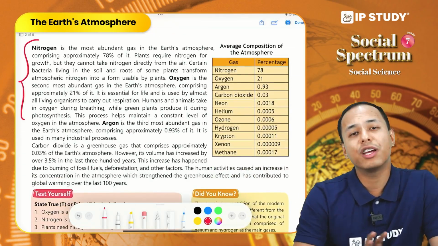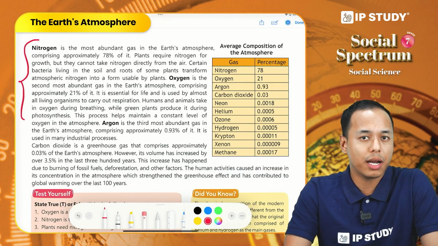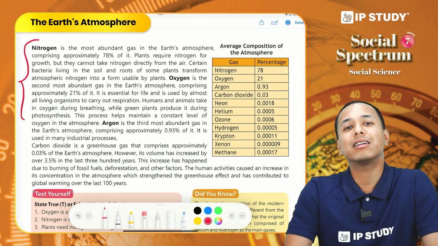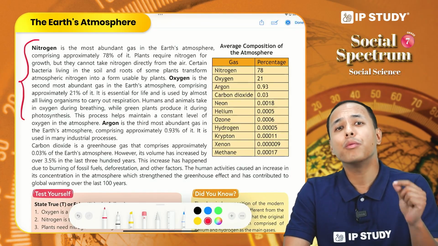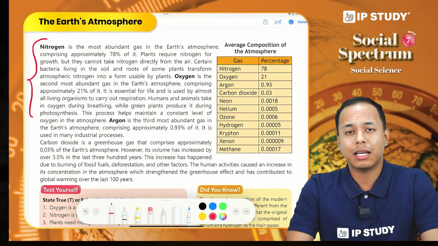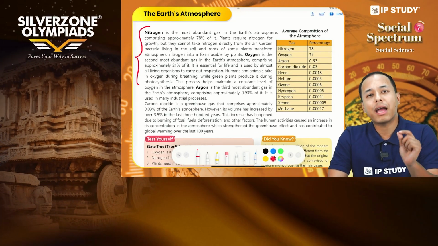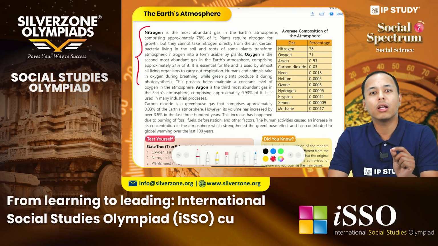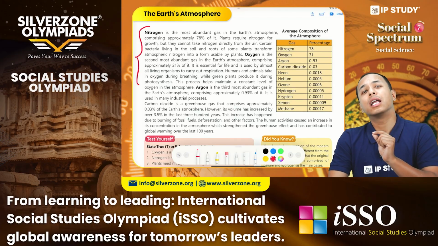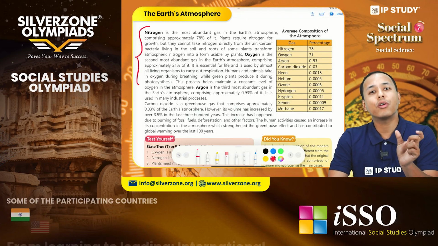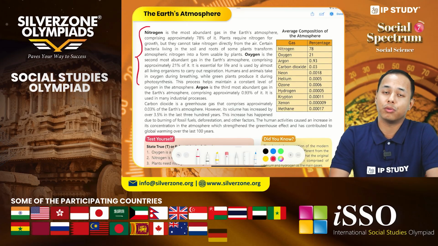Nitrogen is very important for the growth of plants. However, plants cannot directly take in atmospheric nitrogen. So how do plants take the nitrogen? There are certain bacteria that live in the soil or the roots of the plant, and these bacteria transform the atmospheric nitrogen into a form that the plant can absorb through its roots.